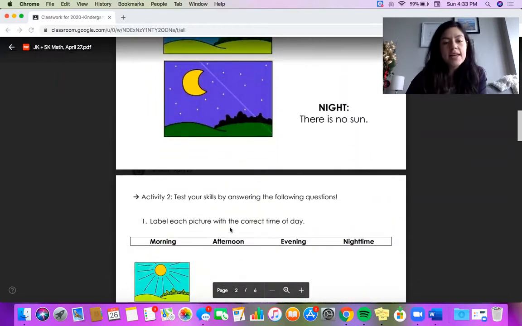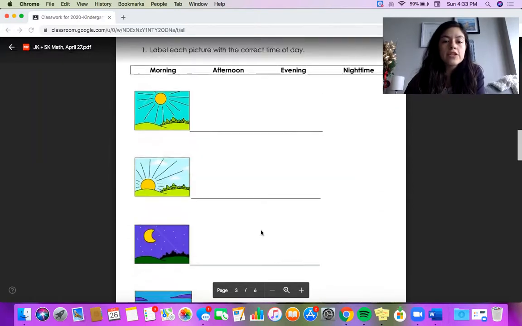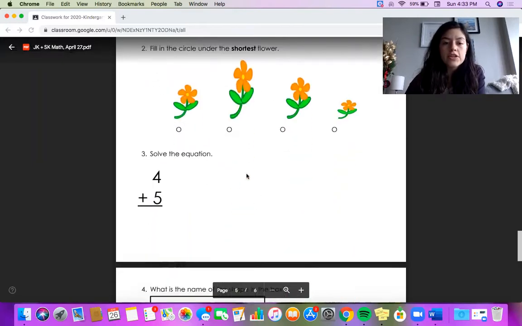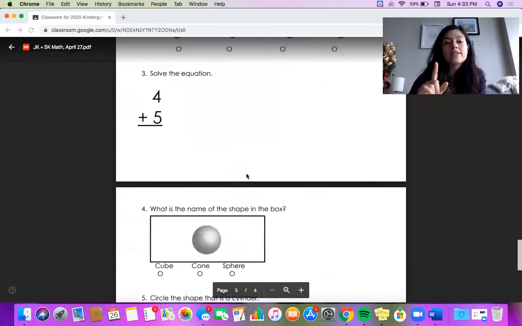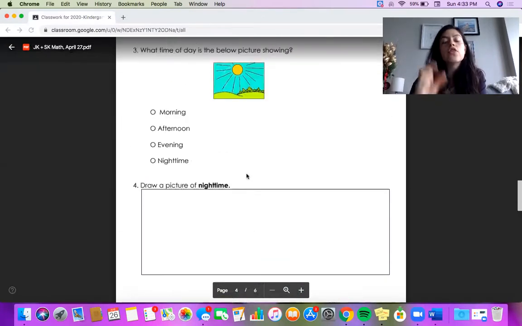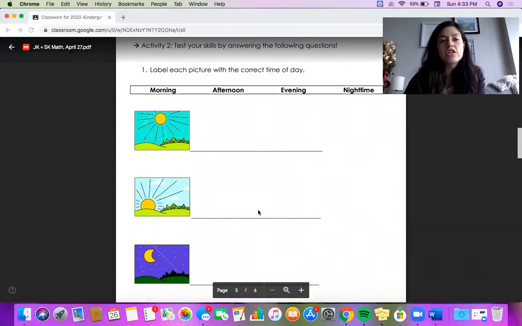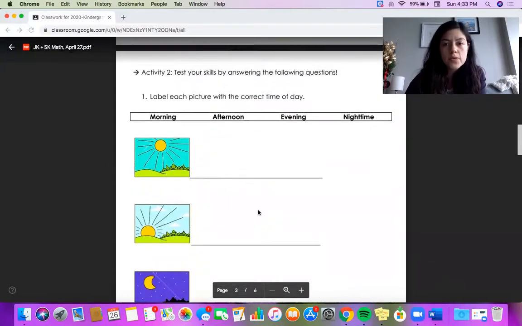Now, for SKs and JKs, your activities are going to be slightly different for today. For activity 2, I have 2 pages. And for activity 3, which is math review, I have 2 pages. SKs, you are expected to do all the pages, so 2 pages for activity 2 and 2 pages for activity 3. But for my JKs, you just need to do the first page for each activity. Okay? If you want to challenge yourself, you're more than welcome to do the rest of it. But JKs, you are only responsible for doing the first page of activity 2 and the first page of activity 3. So let's go see what those are now.